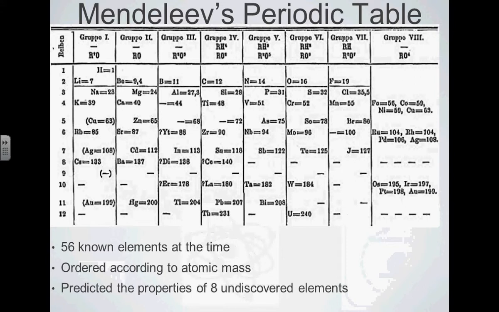And so he organized it so that anything that's in the same group here has some similar properties. For example, hydrogen, lithium, sodium, potassium. These elements, anything in this first group, had similar characteristics, similar properties, and reacted with other elements in similar ways. Okay? And so he continued doing that.